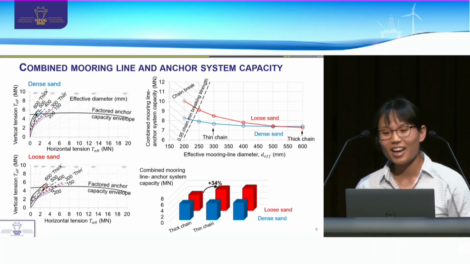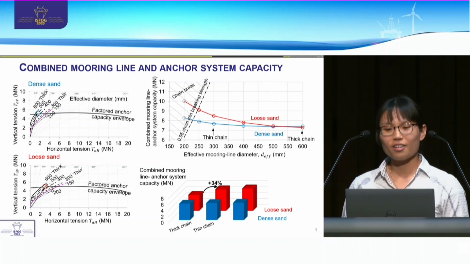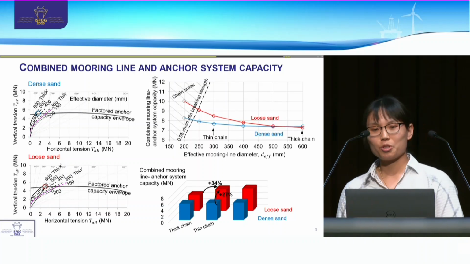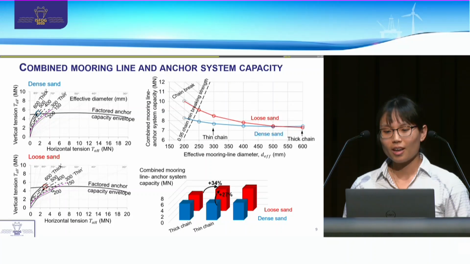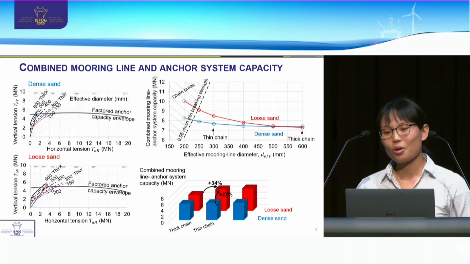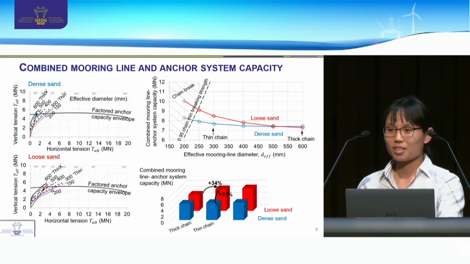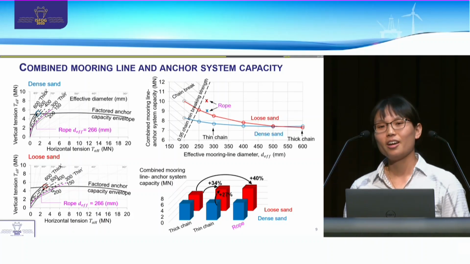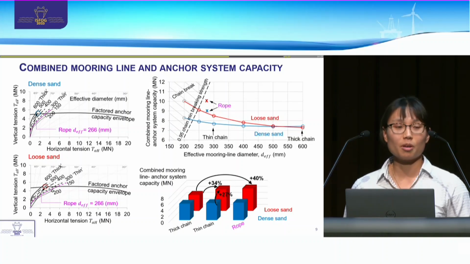And again, just for this case, if we now compare a thin and a thick chain, where the thin chain is half the diameter of the thick chain, we could get up to a 34% increase in the combined chain anchor system capacity. And for this thin chain, we could get up to a 27% increase in the combined capacity if it were in a loose sand. And if we were to imagine or model a novel synthetic fiber rope with some sheathing that we've also sized to have comparable minimum breaking strength to the thick chain, we could potentially get up to a 40% increase in the combined mooring line anchor system capacity.